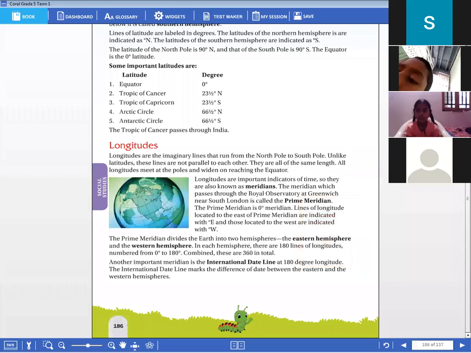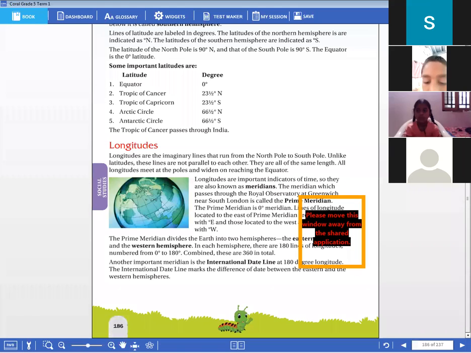Revolutions of our earth, children. So that's why even a day is counted. The time and the days are counted with the help of longitudes. There is an important meridian called the international date line, which is at 180 degrees longitude, the center longitude. That will decide the date of the places which lie in the eastern hemisphere and the western hemisphere.